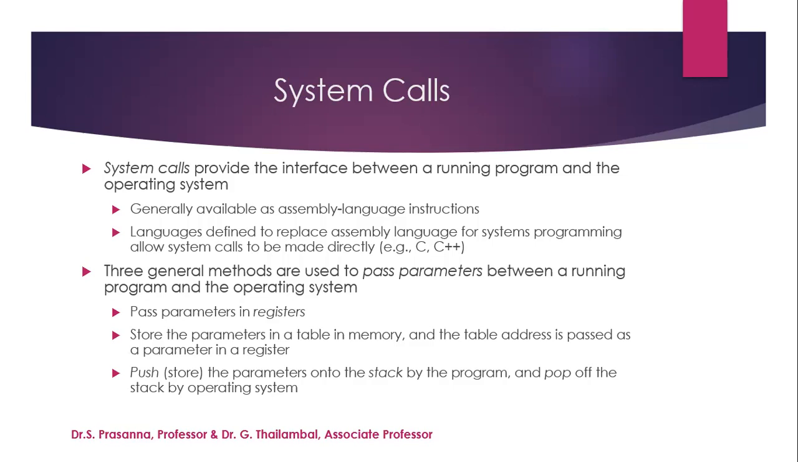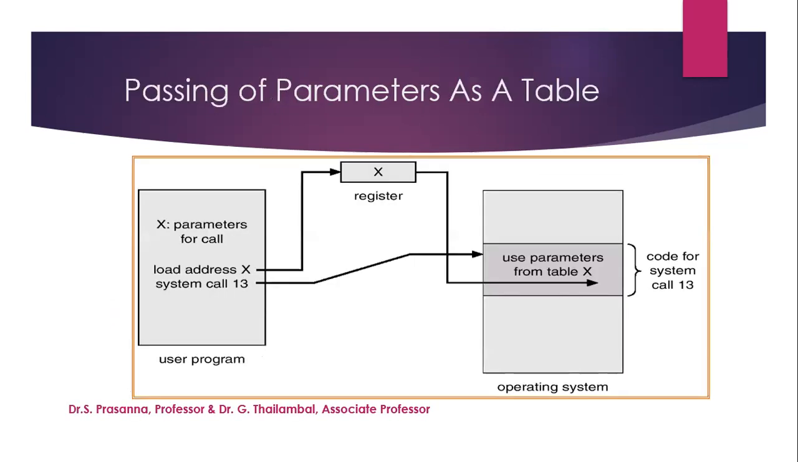Or even you can pass the parameters in registers. So we have registers, and using those registers, you can pass the parameters, or you can store the parameters as a table, and the table address will be passed as a register. So this is passing of parameters as a table. How does it work? This is the diagrammatic representation.